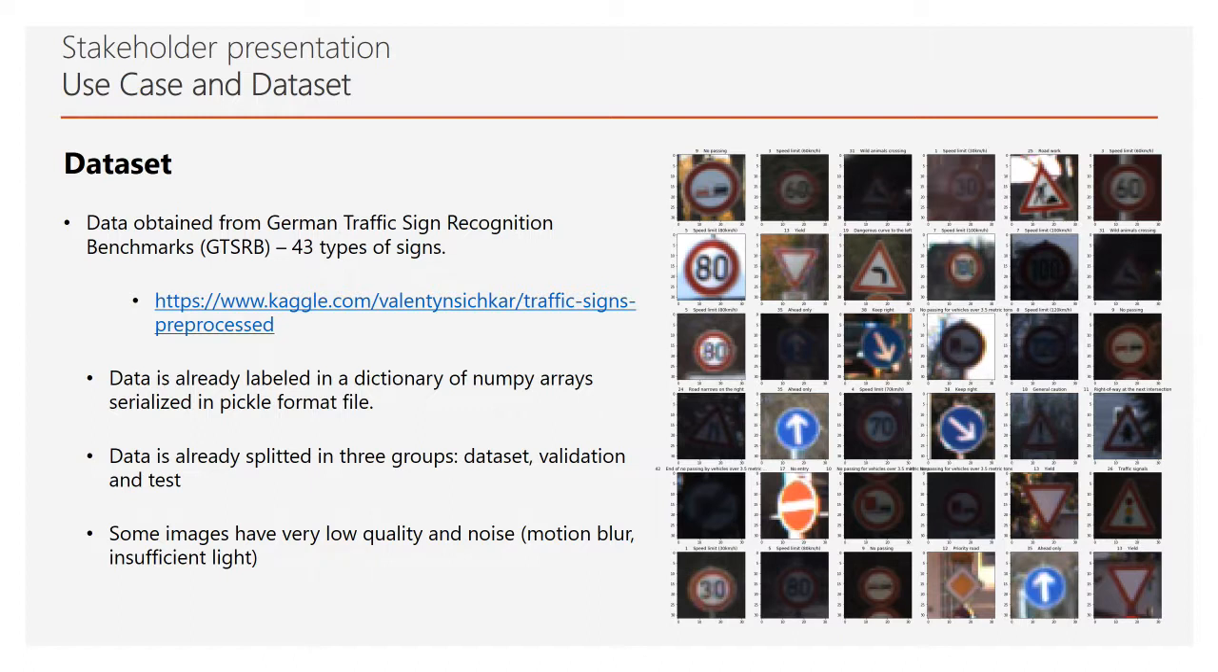A significant part of the images has very low quality and noise due to motion blur, insufficient light, and other causes. This shouldn't be considered a problem of the dataset, as it is expected that in a real scenario, lots of images are going to have this kind of defects.